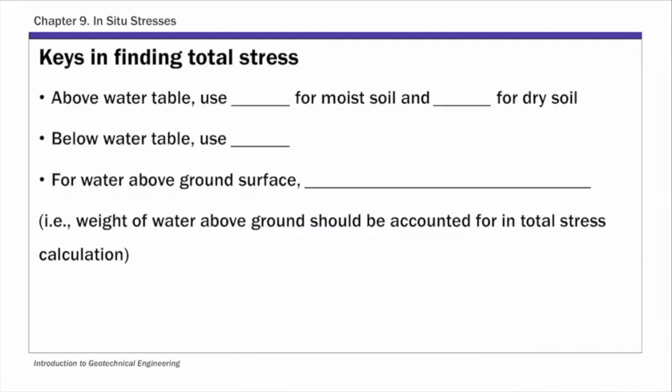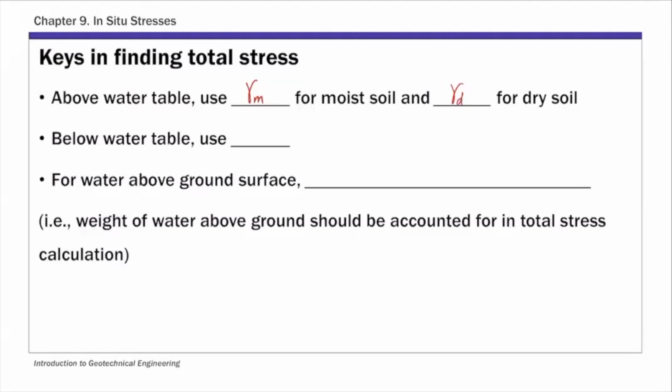Okay, all right. So next I want to talk about a few key points in stress calculations. So first, for total stress calculation. If you're calculating the total stress above the water table, you want to use gamma moist, gamma M, for moist soil. Or if it's a completely dry soil layer, you want to use gamma dry, gamma D, just as in our example one. So that's for total stress. So you use the corresponding unit weight times the depth of that layer.